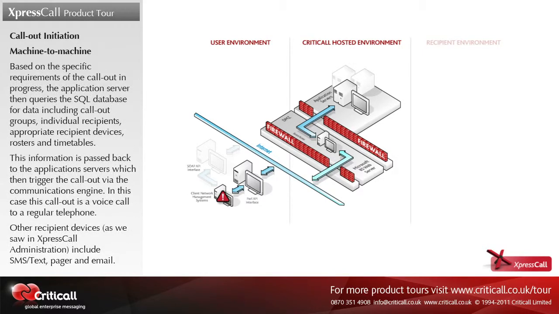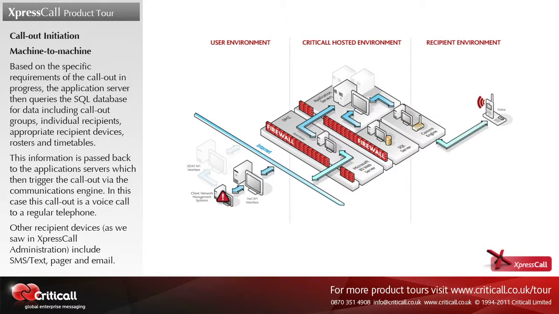Based on the specific requirements of the callout in progress, the application server then queries the SQL database for data, including callout groups, individual recipients, appropriate recipient devices, rosters, and timetables. This information is passed back to the application servers, which then trigger the callout via the communications engine. In this case, this callout is a voice call to a regular telephone. Other recipient devices, as we saw in XpressCall administration, include SMS text, pager, and email.